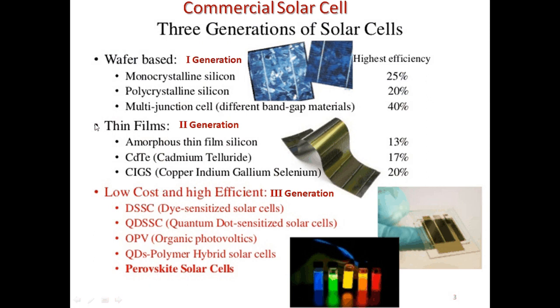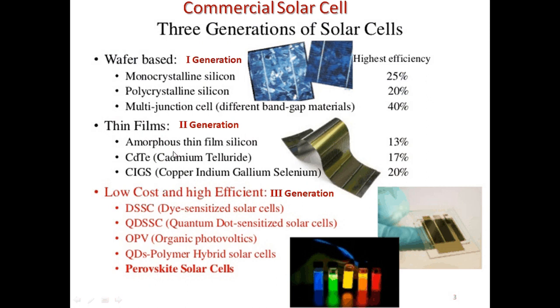Then, since the wafer-based solar cell requires a lot of material, the thickness of the wafer is about 300 micrometers, which is 0.3 mm. Even that much material is quite costly in the end. So to reduce the cost, a second generation solar cell was launched, which was based on thin films. People started using amorphous silicon thin films.